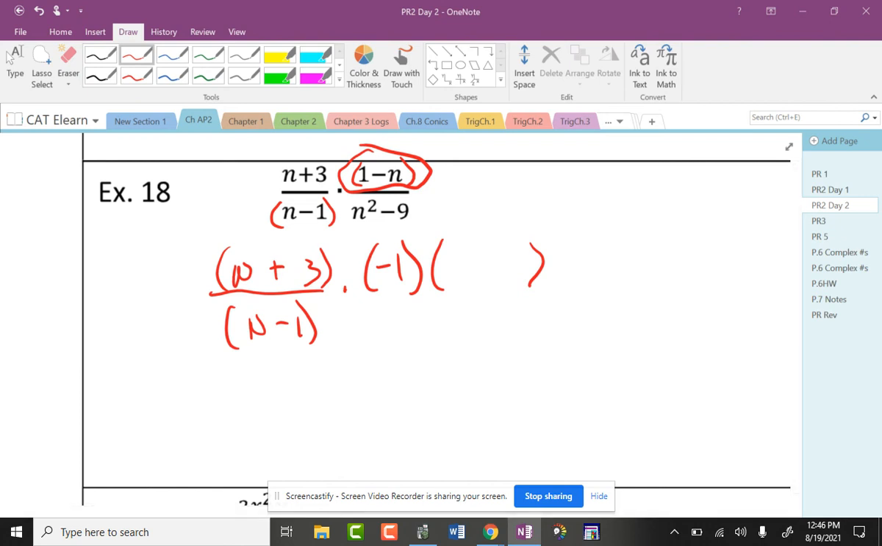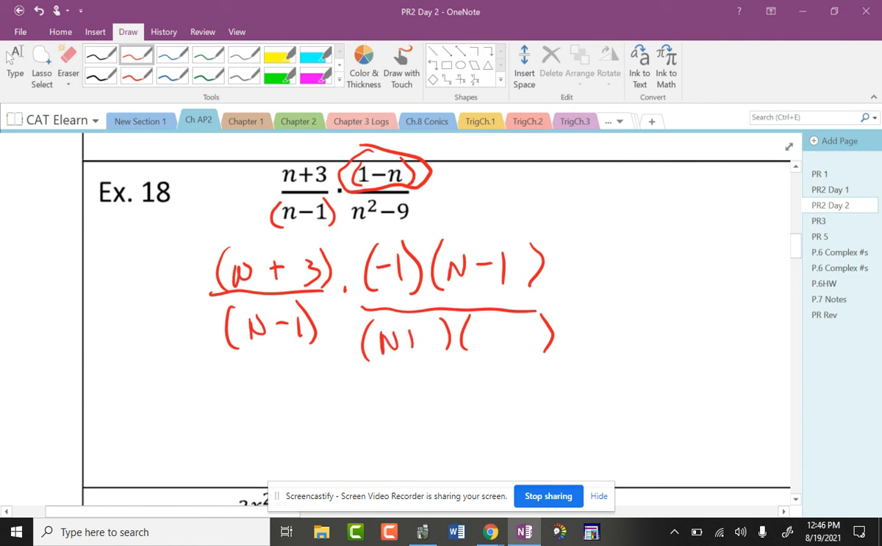Okay, and then this becomes n minus 1. That phone call threw me off. And then one more time, who are we dealing with? Matthew, what's n squared minus 9? I'll give you a hint. It's parenthesis times parenthesis. It's one of those quick factors.